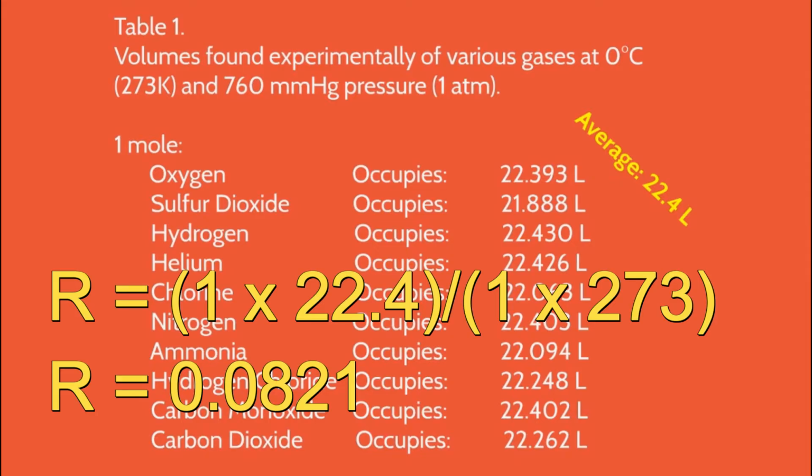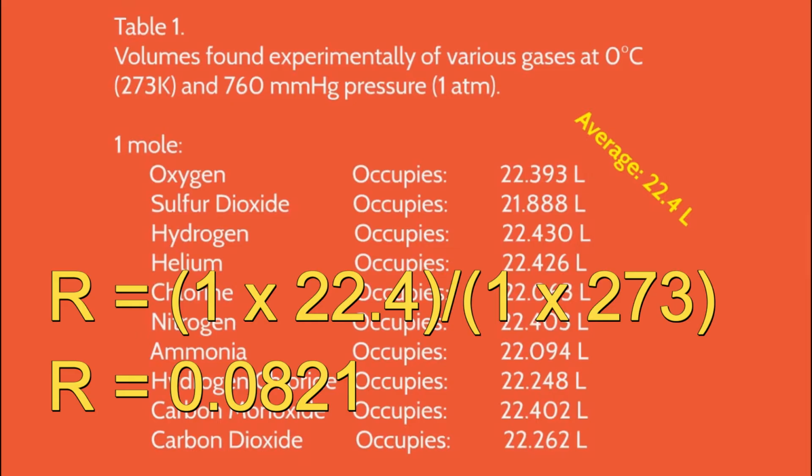What's our temperature? Okay. What was our pressure? 760, which is 1 atm, and what we need is our volume. Well, on average, it's 22.4, right? So how did they come up with their R? Take 22.4 divided by 273.